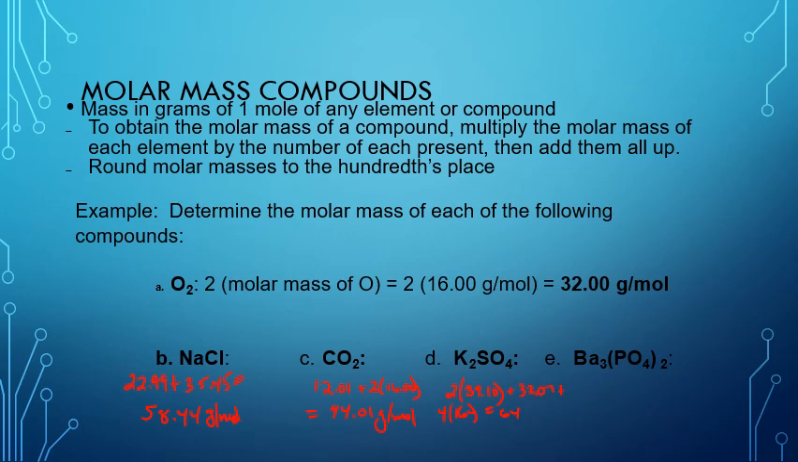That gives us 174.27 grams per mole. And for our last example, I have 3 atoms of barium, and each atom of barium is 137.33. I'm going to add that now with the parentheses. Just like in math, with the coefficient out in front, we're going to distribute this.